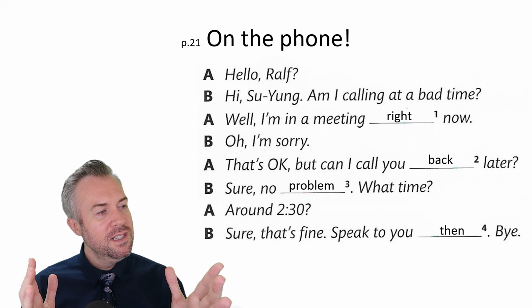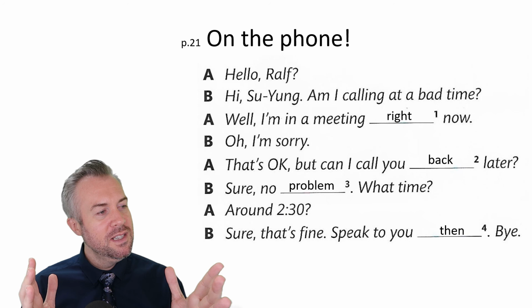Okay, so using this model of conversation, you could change the situation. You could say, well, I'm in the supermarket right now. Well, I'm watching a movie right now. There could be many reasons why you can't talk right now.